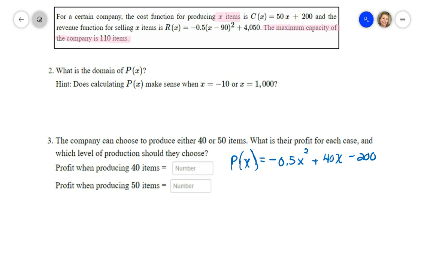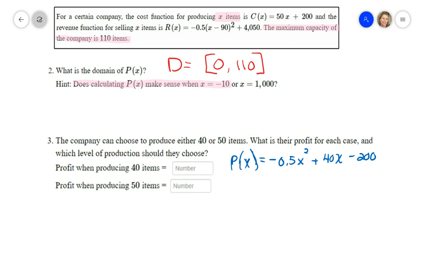And right here it says, does calculating profit make sense when X is -10? No. Is it possible to make negative items? No. So my domain is going to be, they can make 0 items if they want to, I suppose. And then the maximum that they can make is 110. At least for my example, anyway.